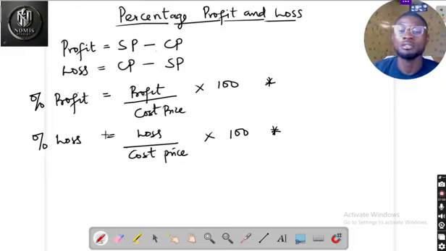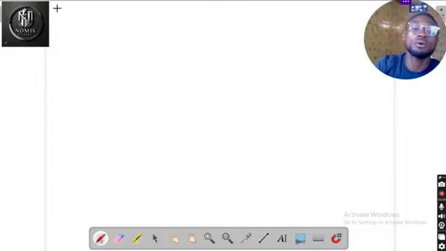Profit percentage and loss percentage. So profit all over cost price multiplied by 100, and in the case of loss, loss all over cost price multiplied by 100. Let's take two examples to exercise this formula that we have on the screen. So let's take example number 1.